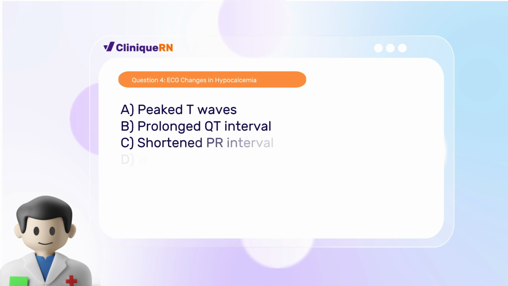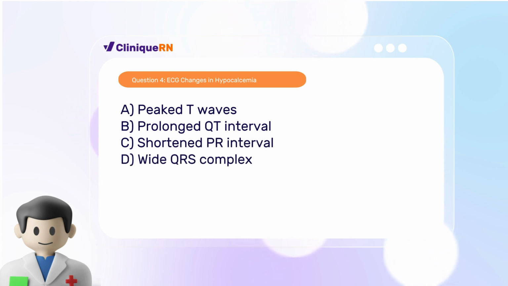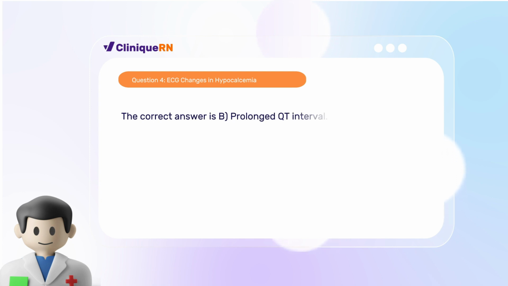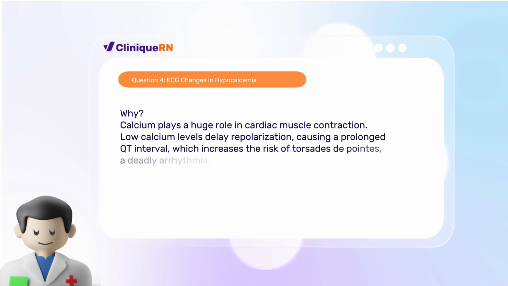A. Peaked T waves. B. Prolonged QT interval. C. Shortened PR interval. D. Wide QRS complex. The correct answer is B. Prolonged QT interval. Why? Calcium plays a huge role in cardiac muscle contraction.